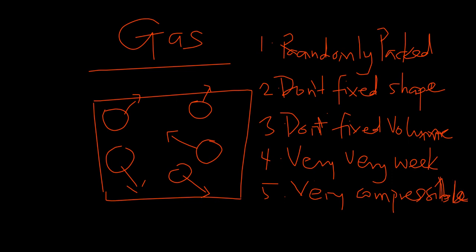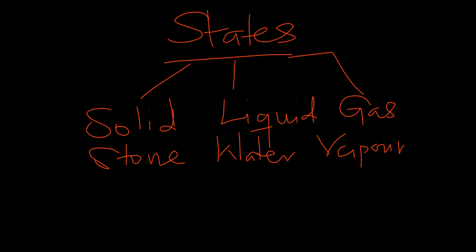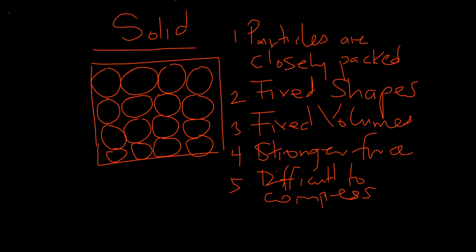Okay, so I guess that will be the end of today's class. We looked at the various properties of the states of matter, and first we looked at the states of matter: liquid, solid, and gases. We defined what matter was. We said it's anything that has mass and volume. And for solids, we said particles are closely packed, have fixed shape, and also have fixed volumes. They have a stronger force of attraction between particles. And it's difficult to compress solids.